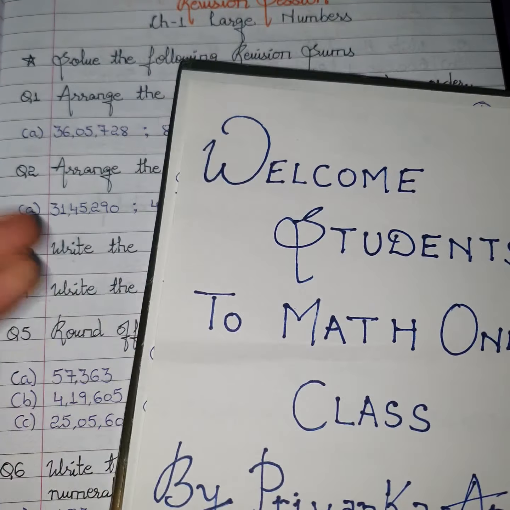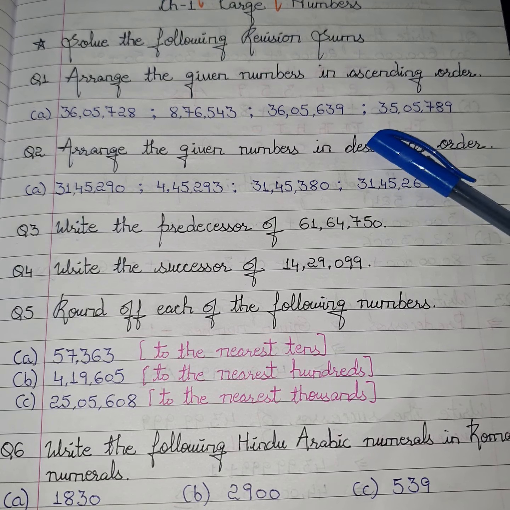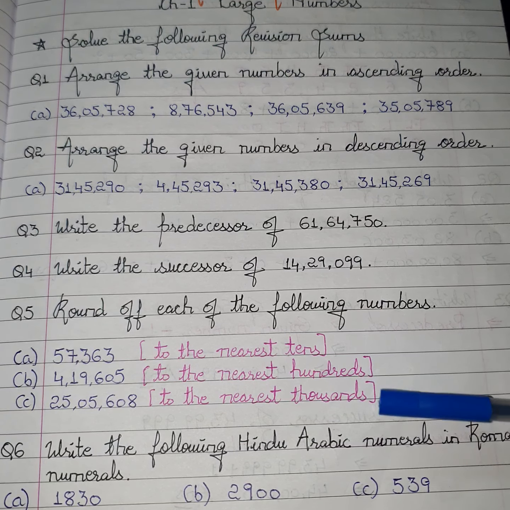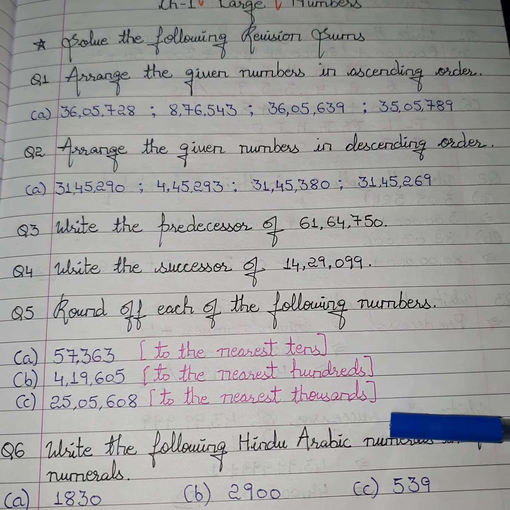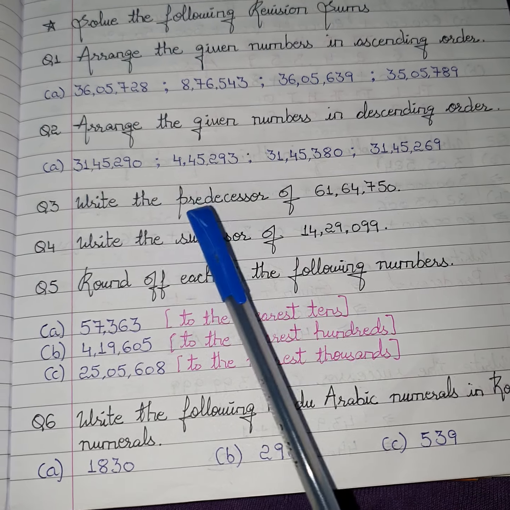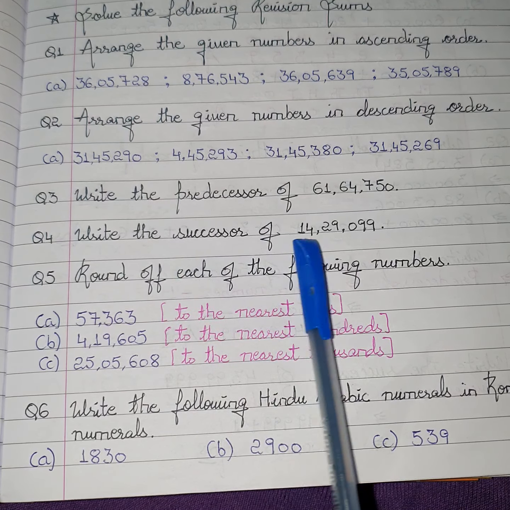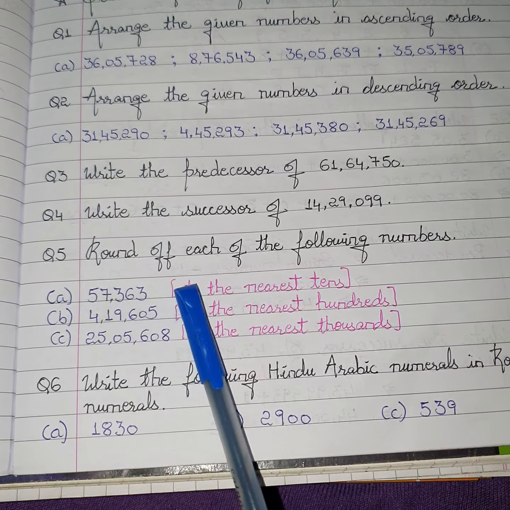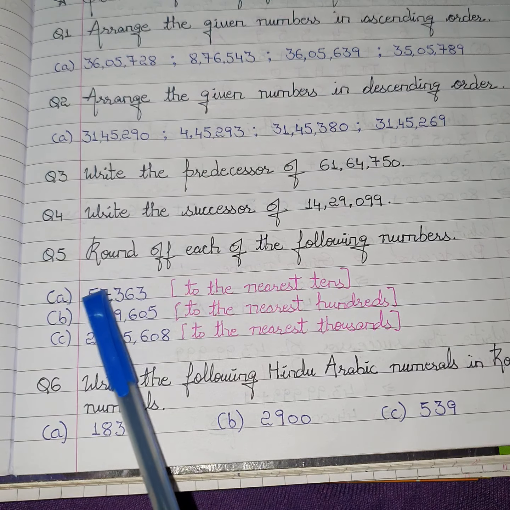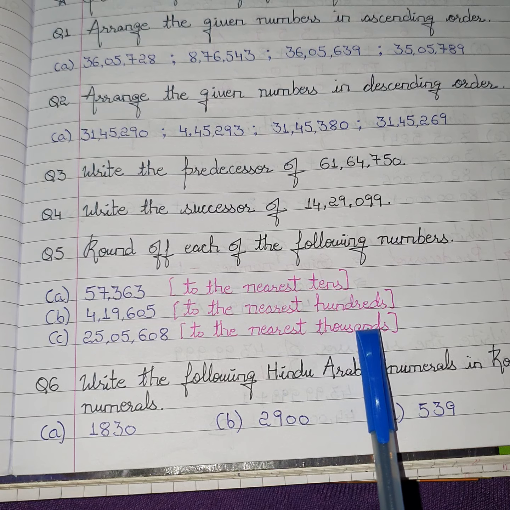In my last lecture, I gave you your day 18 assignment, in which I gave you a few revision sums. The second revision session is related to your chapter number 1. In the first question, I gave you a few numbers to arrange in ascending order. In the second question, to arrange the numbers in descending order. Third question, to write the predecessor of the number. Fourth question, to write the successor of the given number. Fifth question, to round off these numbers: A part to the nearest tens, B part to the nearest 100, and C part to the nearest 1000.